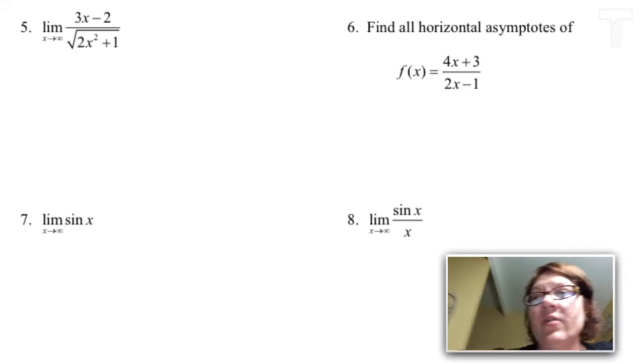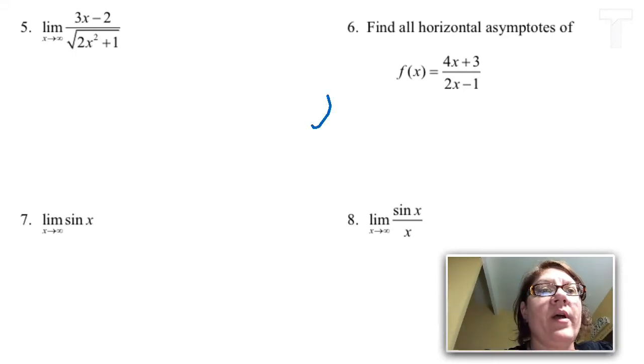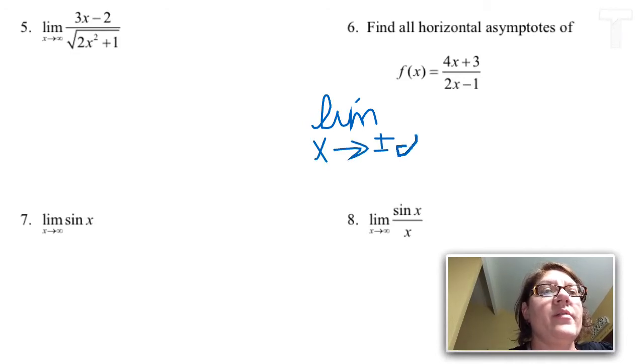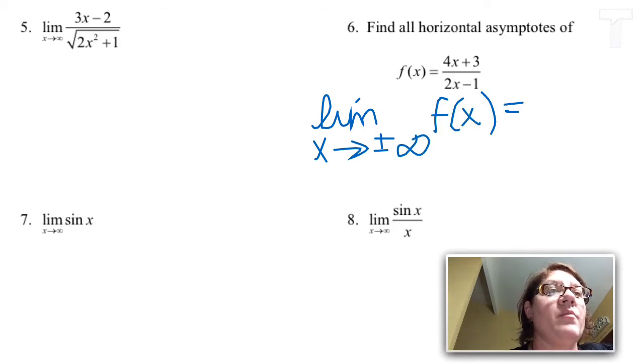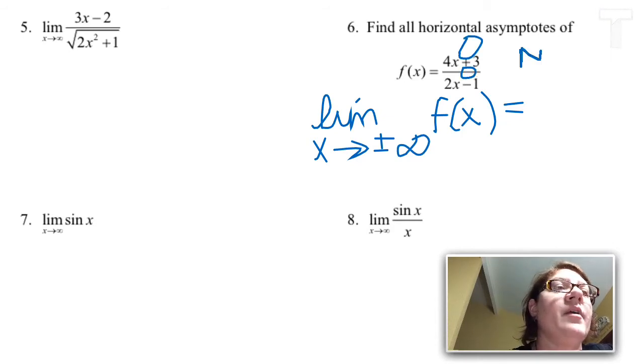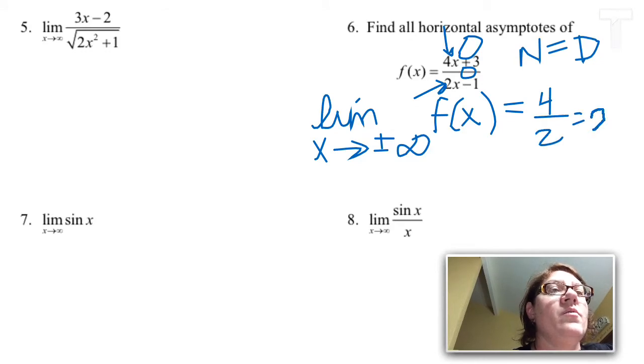So on number 6, of course, I'm looking at what happens as x goes to plus or minus infinity. If I can do it all at once, that's awesome on my function. And since it's a rational polynomial, I really just have to look at the degree of the numerator, degree of the denominator. Oh, they're the same. So I'll use leading coefficient over leading coefficient. So I get 4 over 2, which is 2. Yay, y equals 2.